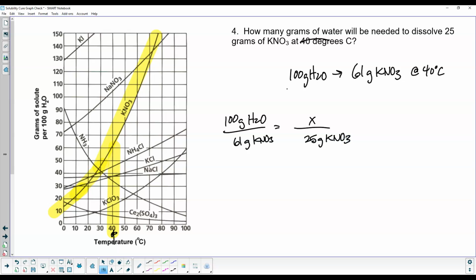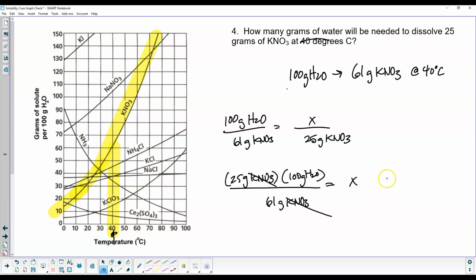And what I would do is just rearrange and solve for x. So I'm going to put the 25 grams of potassium nitrate on top times 100 grams of water divided by 61 grams of potassium nitrate, and that equals x. So I'm just cross multiplying. Grams of potassium nitrate cancel. And so what do I got here? I got 2,500 divided by 61. And that tells us this is 40.98 grams of water. So it'd take roughly almost 41 grams of water to dissolve that amount.